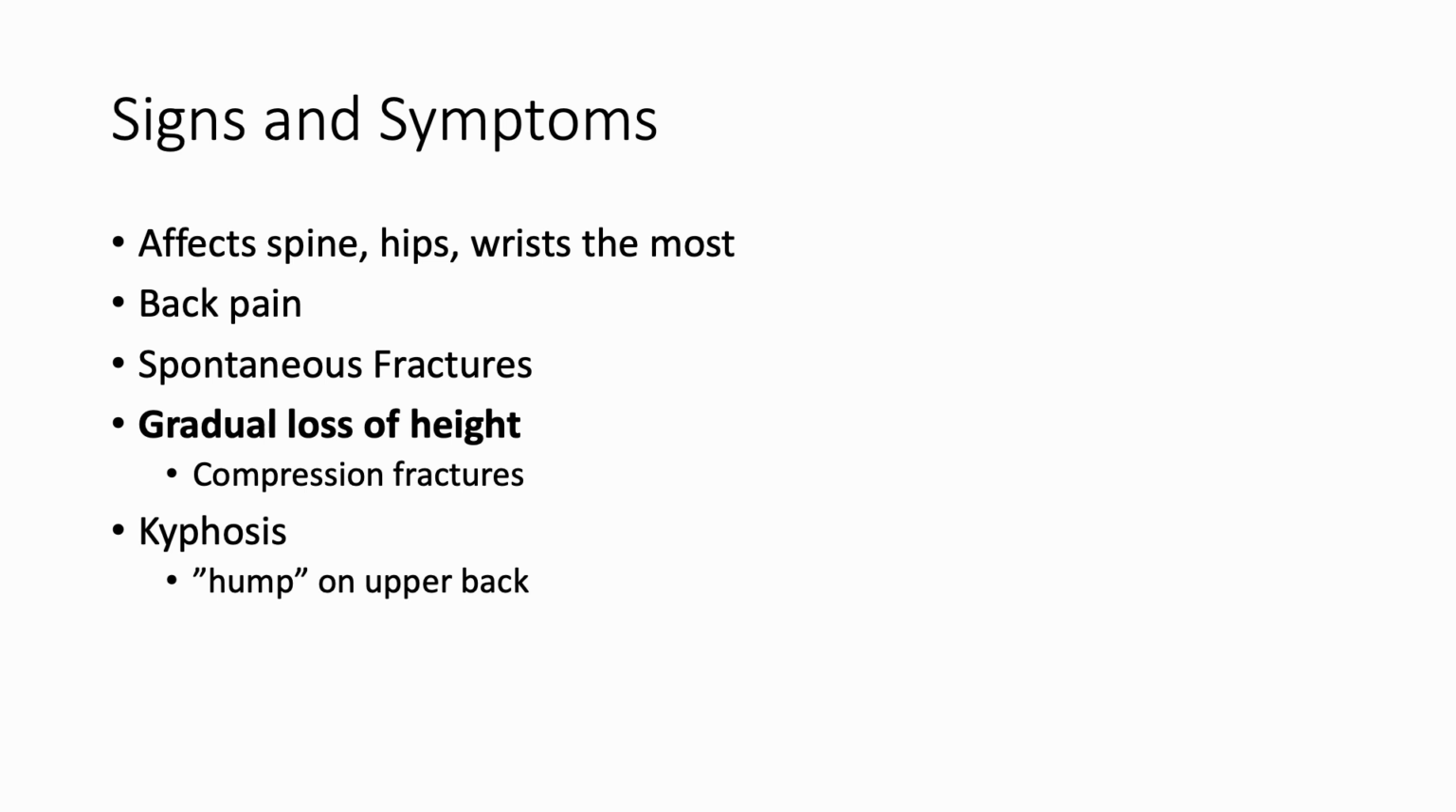Signs and symptoms. It can affect the spine, the hips, and the wrist. Those are the most common areas. Patients might complain of back pain. Patients might also complain of spontaneous fractures. The patient may have a gradual loss of height, and this is usually due to compression fractures. There is something called kyphosis. So if you look at a patient and they have that bump on their upper back, that is kyphosis.